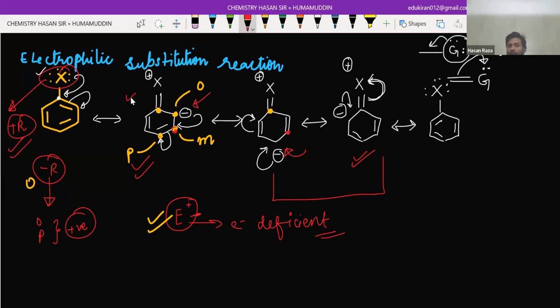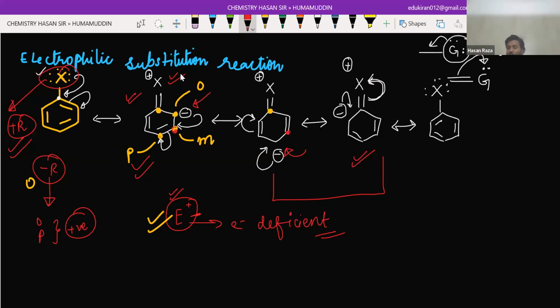As you can see with this resonance, the charge, whatever the charge is, will be made only on the ortho and para positions, not on meta. So if you have E plus, that means electrophile, and the group attached to this benzene ring is an electron withdrawing group, the charge that develops will be positive. That means an electrophilic center is there, so ortho and para are basically your electron deficient centers.